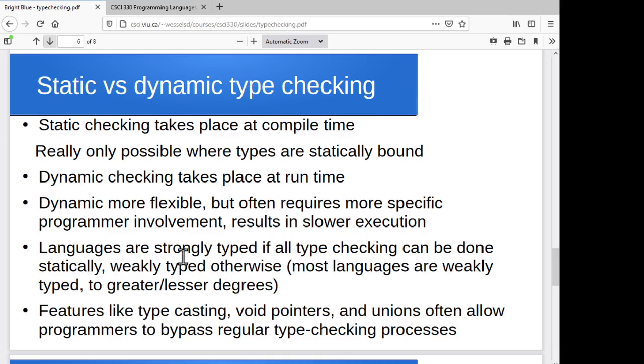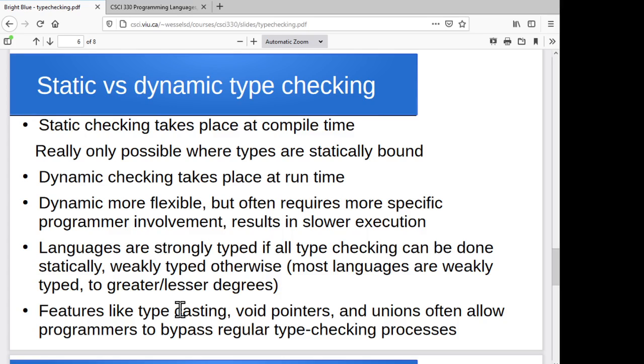Just in terms of the static checking, there is this reference to languages being strongly typed. The idea there is it's strongly typed if all of your type checking, every bit of it, can be done statically at compile time. And it's weakly typed if that's not the case. So most languages are actually weakly typed to greater and lesser degrees. Most common languages provide you with some mechanisms that let you get around the static type checking.